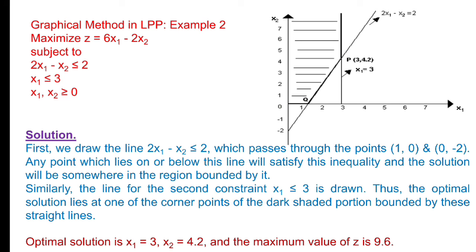So x1 equal to 3, x2 equal to 4.2, which is the intersection located in the graph as P. For the maximum value, substitute x1 value 3 and x2 value 4.2 in z equal to 6x1 minus 2x2, and we will get 9.6. After substitution we will get these values.